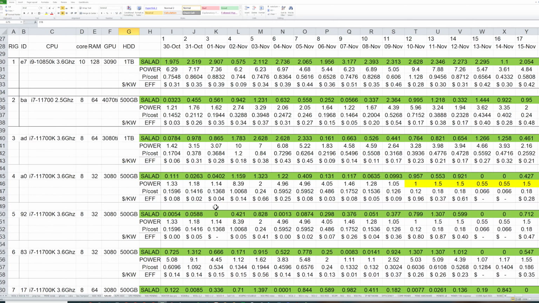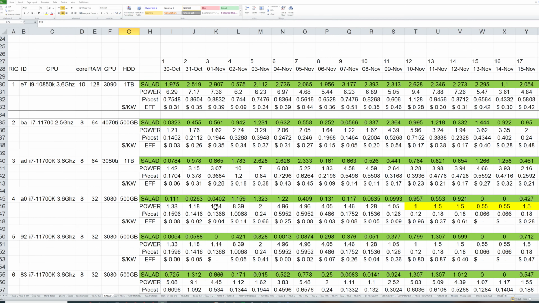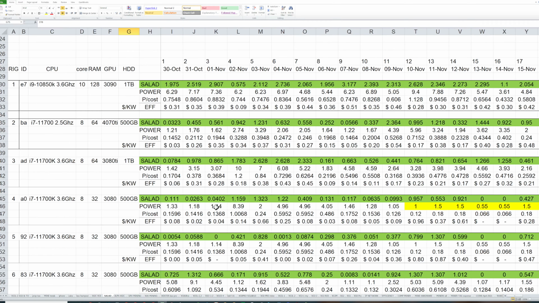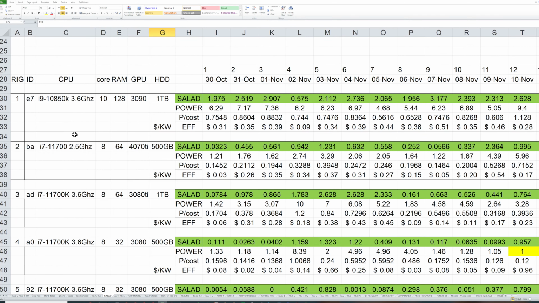All right, so let's go over the numbers. You can see I have a huge amount of data here. So let me zoom in on just one rig. Let's do rig 1, and everything else is the same. So it has an i9 processor, 128 gigabytes of RAM, an RTX 3090 card, and 1 terabyte of hard drive.